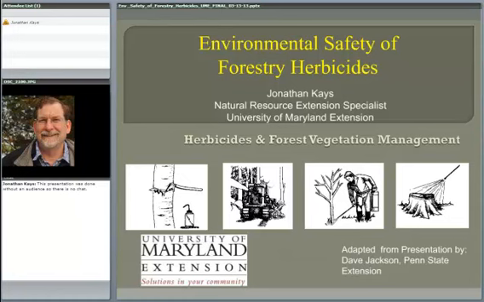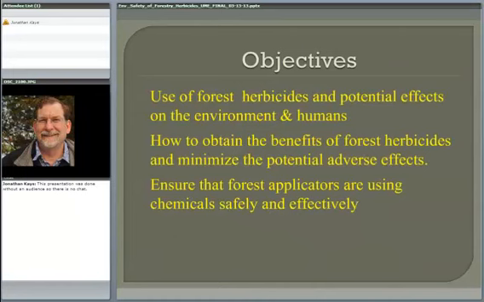So in this presentation, I am going to have a couple of objectives. First of all, the use of forest herbicides and potential effects on the environment and humans, and how to obtain the benefits of forest herbicides and minimize any potential adverse effects. And then thirdly, to ensure that forest applicators are using chemicals safely and effectively.